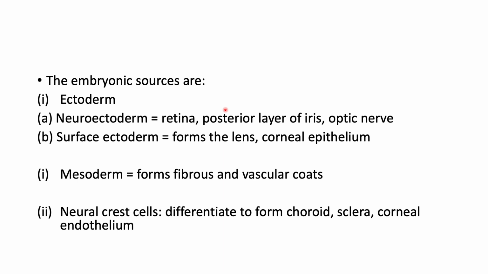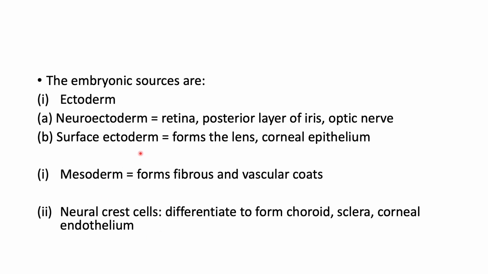The eye comes from 3 or 4 sources depending on how you count them. So if you count them as ectoderm, mesoderm, and neural crest cells, we are going to have 3 sources. However, the ectoderm is divided into 2. You have the neuroectoderm and then the surface ectoderm. So if you count it that way, you are going to have neuroectoderm, surface ectoderm, mesoderm, and neural crest cells, making 4. The neuroectoderm forms the retina, the posterior layer of the iris, the optic nerve.